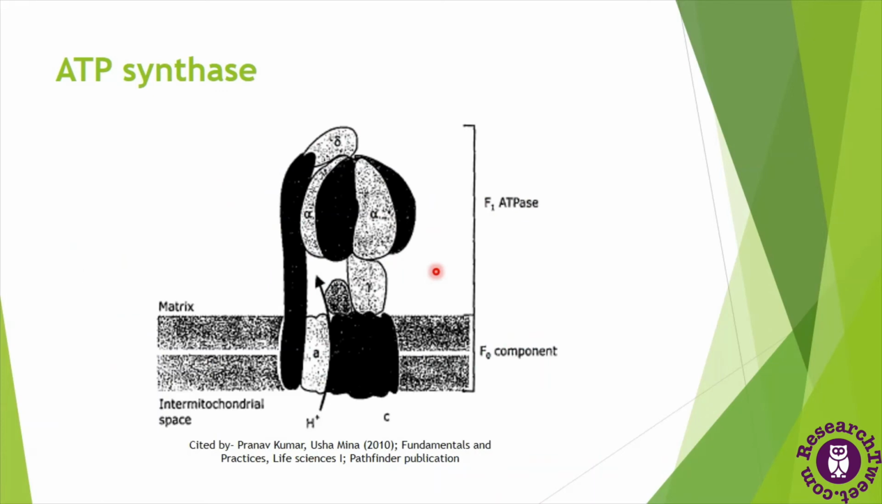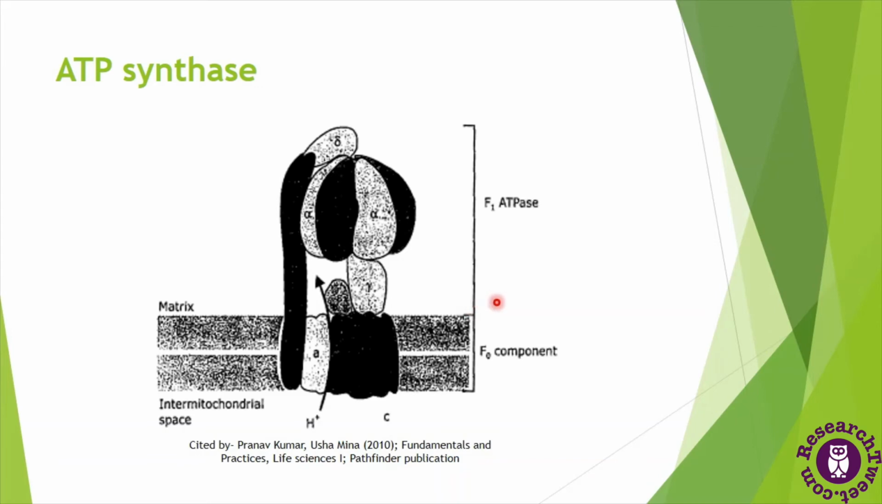Now, with the help of this diagrammatic representation, we can see the diagram or the picture of the ATP synthase molecule. Here we can see the ATP synthase is made up of two components, which are the F1 ATPase, also known as the F1 component, and another one which is known as the F0 component. Here we can see the F0 component of ATPase is embedded into the thylakoid membrane or mitochondrial membrane, and the F1 ATPase is found in the matrix of mitochondria or in the stroma of chloroplast.